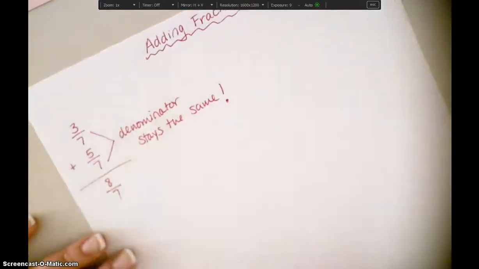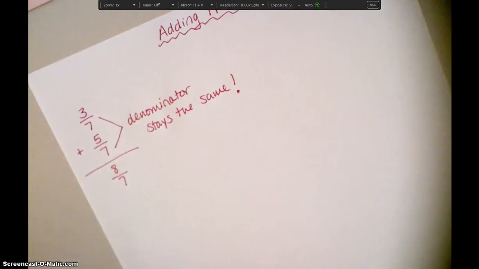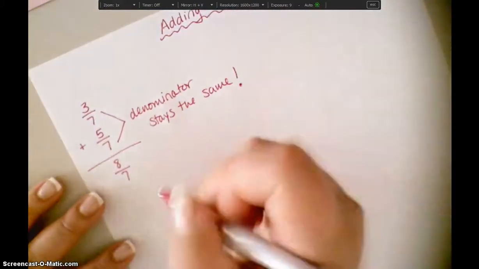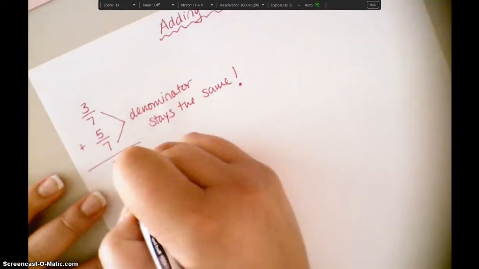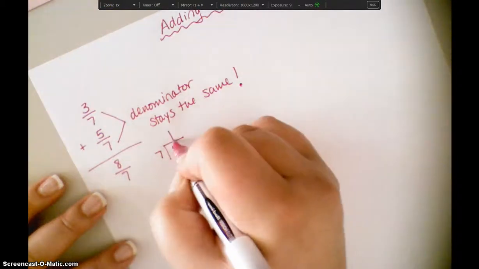So sevenths. Okay, and so I have an answer of 8/7, which is correct, but it's not in simplest form. Okay, and we always put our answers in simplest form. So to put this in simplest form, I need to divide because my numerator is bigger than my denominator. So I'm going to divide 7 into 8. It goes in one time.